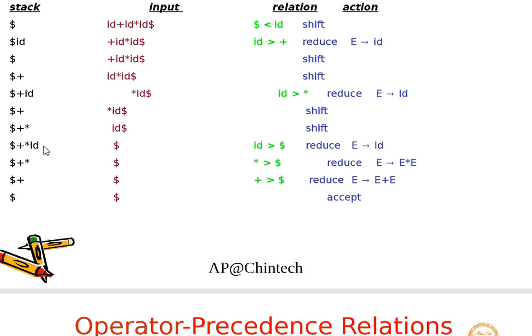Now ID and dollar, so it is greater than, so you will identify the handle. You will be popping the content from the stack, you will be getting only ID. That is actually the reducing step. Now next we have star and dollar, it is greater, so we will pop it out. Then you have E implies E into E, and then you have plus and dollar, again it is greater, you will be reducing, it is reducing into E implies E, and finally you will be getting dollar and dollar, it is the accepting state.